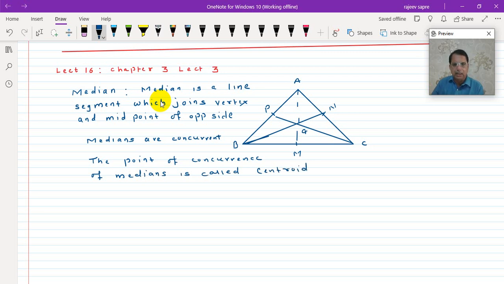Okay, and denoted by G, and it is denoted, म्हणजेच काय, त्याचं नोटेशन. It is denoted by G.